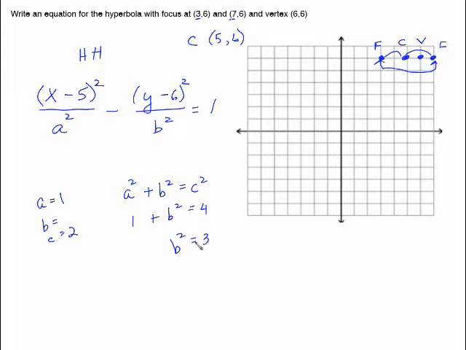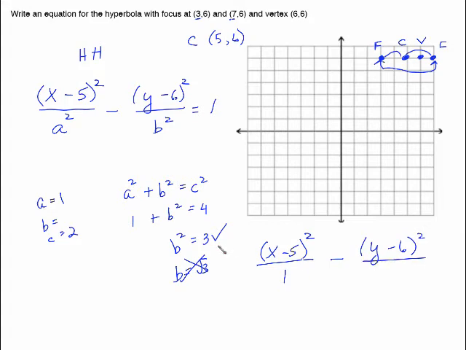Same thing I said a minute ago, I don't really need to go to b equals the square root of 3, because I'm going to have to square that for my denominator. So we will have (x - 5) squared over a squared. a happens to be 1. 1 squared is 1. Minus (y - 6) squared. b squared is 3, so I can just put the 3 right here. And of course, equals 1.